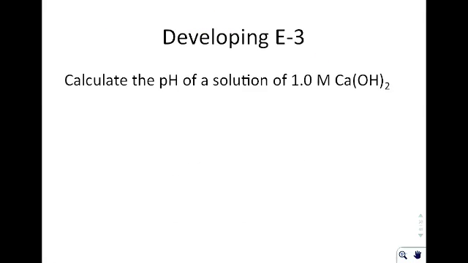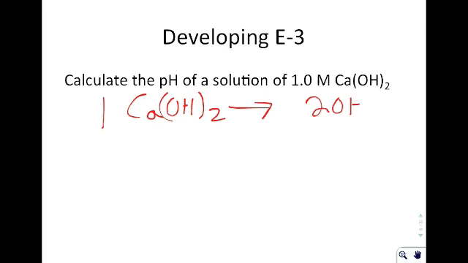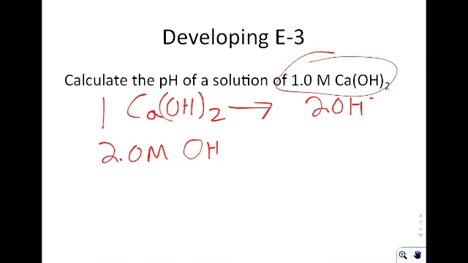The next example says calculate the pH of a solution of 1 molar of calcium hydroxide. So calcium hydroxide, we have to look at it and say, okay, for every one of these that falls apart, it's going to produce 2 hydroxide ions. So if I have a solution that's 1 molar calcium hydroxide, that solution is going to be 2 molar hydroxide concentration. That's what I need to know as far as trying to figure things out from here.